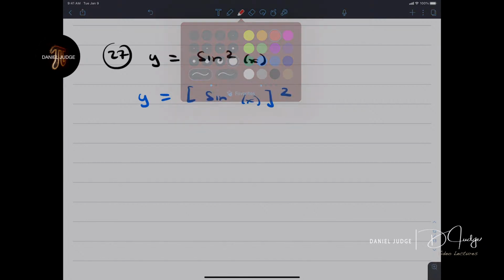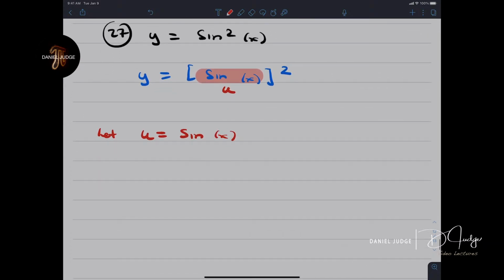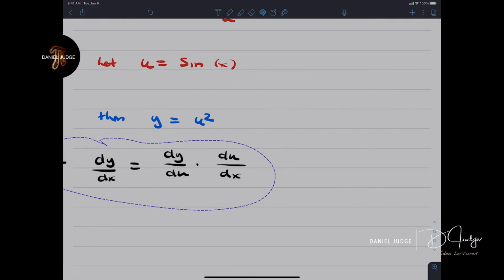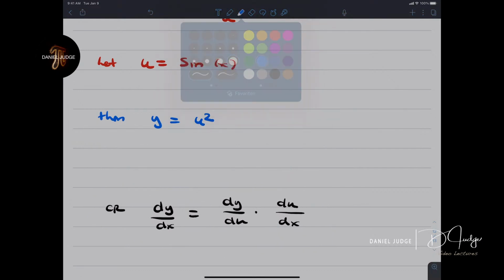So now the inside function here is inside the bracket or parentheses, however you want to see that. It's still the same. It's just now u becomes sine x. Then what that means is y is simply u squared now. So notice by chain rule, we'll need dy du, we'll need du dx.